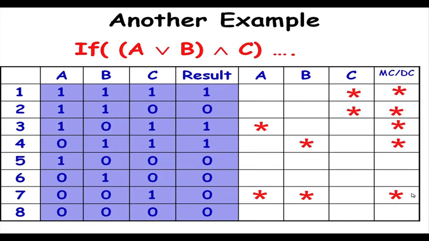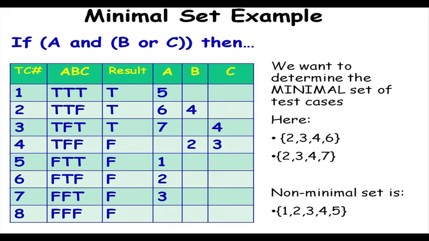I hope that given a compound condition, you will be able to design the MCDC test cases for this. But then there can be several sets of test cases which can achieve MCDC coverage, and we need to check the minimal number of test cases. And for this we do an evaluation just like the previous examples and find out which pairs achieve independent evaluation. We will find that multiple pairs achieve independent evaluation.